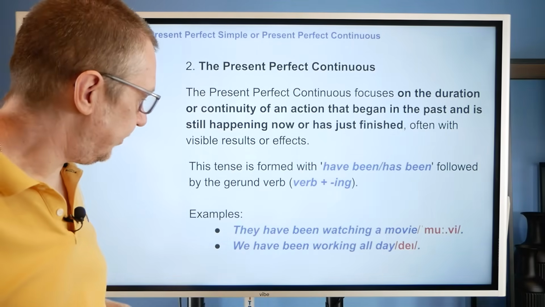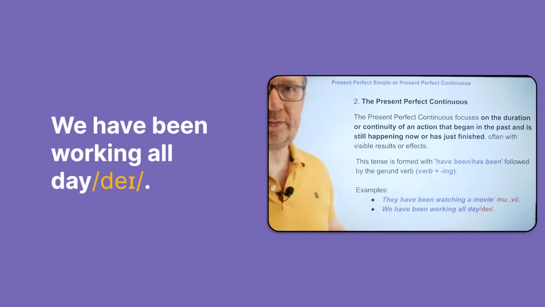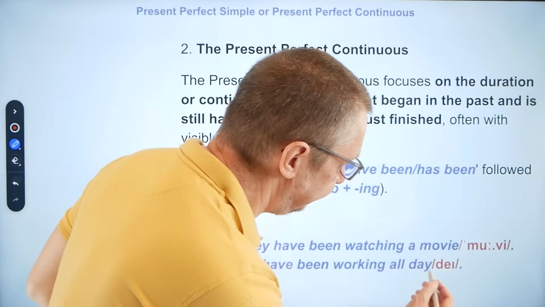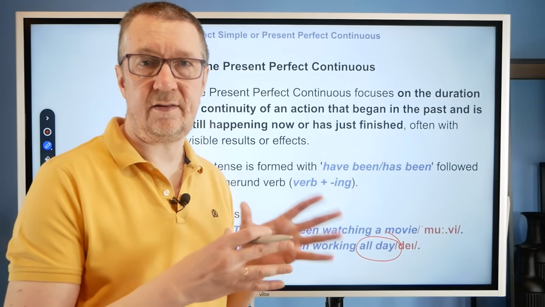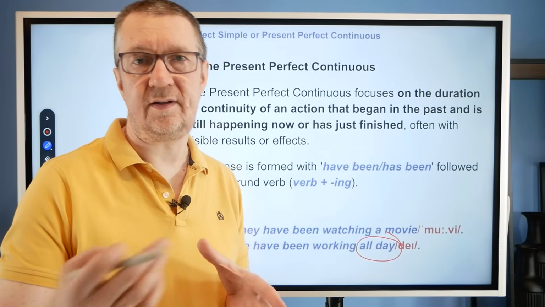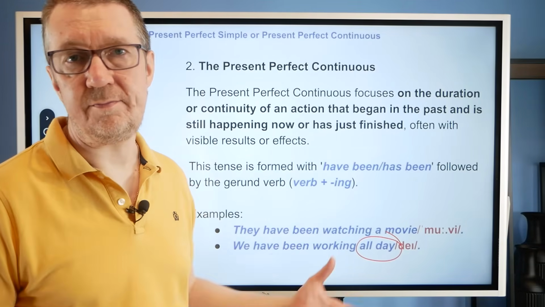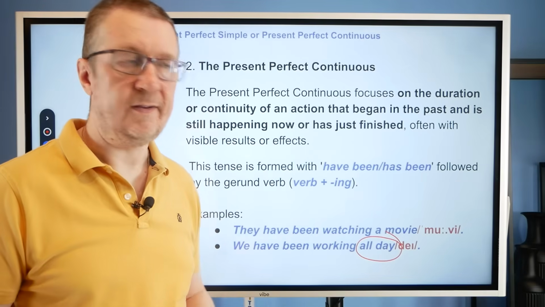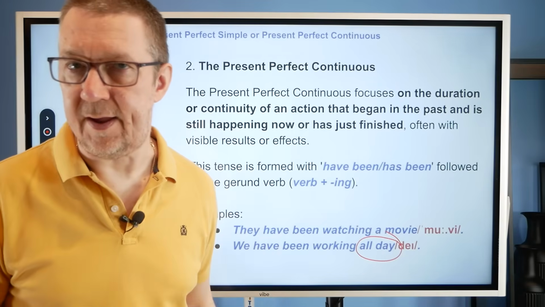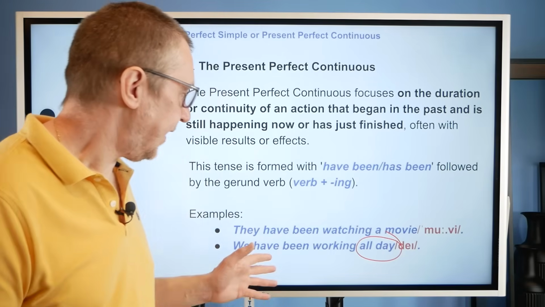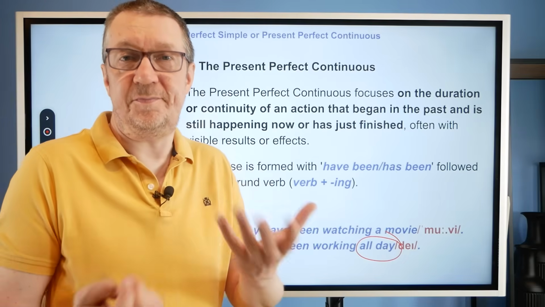Let's look at another example. We have been working all day. So you can add this on the end, and it's actually quite part of the importance of using the continuous and not using the simple, because you can talk about the duration. So we have been working all day, all week, all year. Okay, you can use this, and it tells you what's been going on.